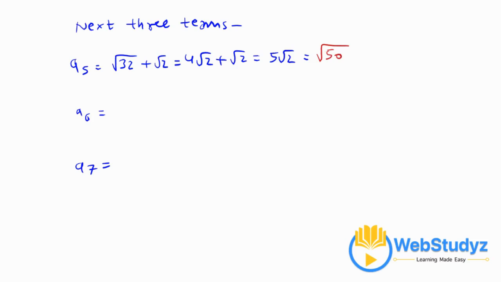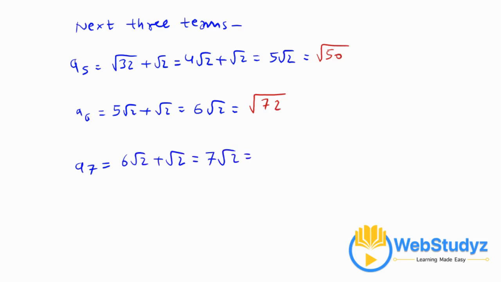Now calculating the value of A6, which is 5√2 plus √2. This will give us the value as 6√2, or we can write this as √72. Now calculating the value of A7, which is 6√2 plus √2. This will give us the value as 7√2, or we can write this as √98.